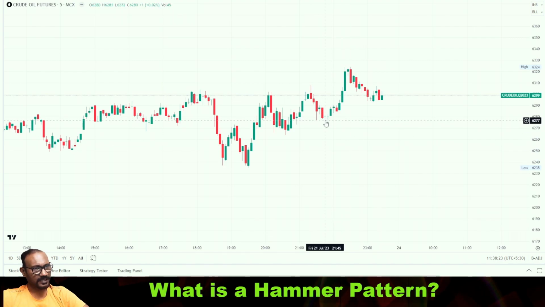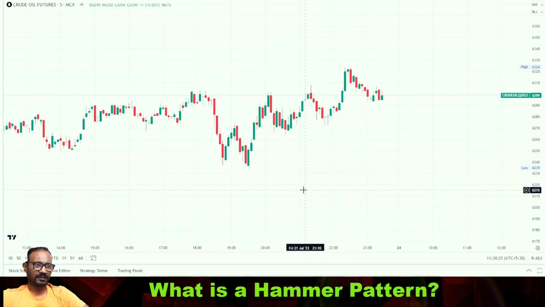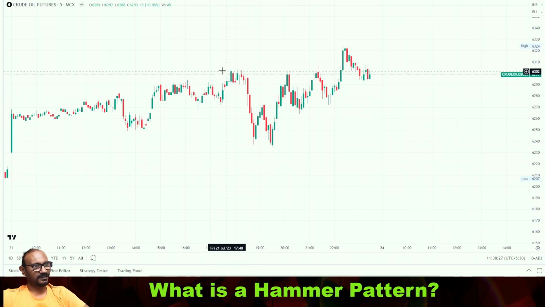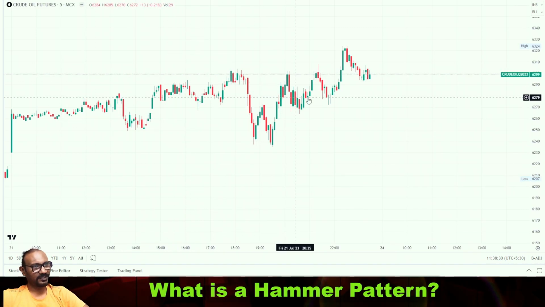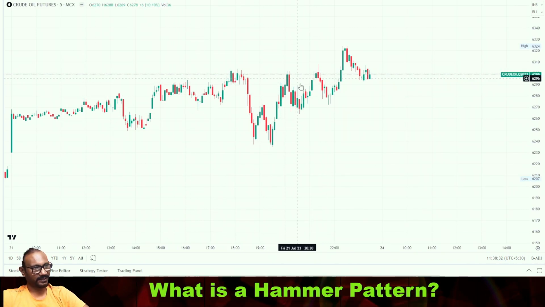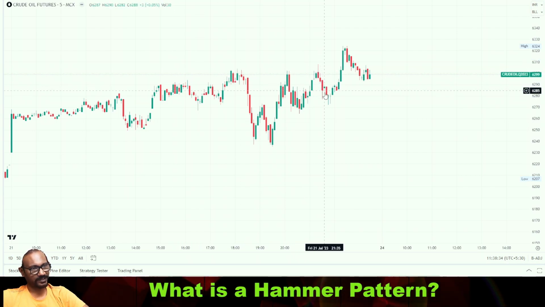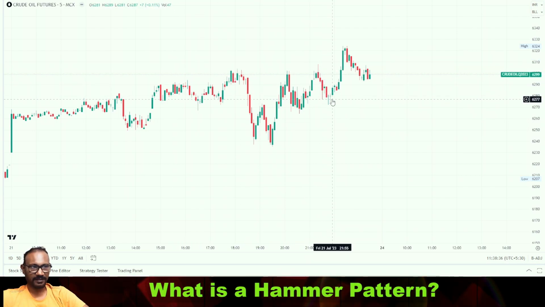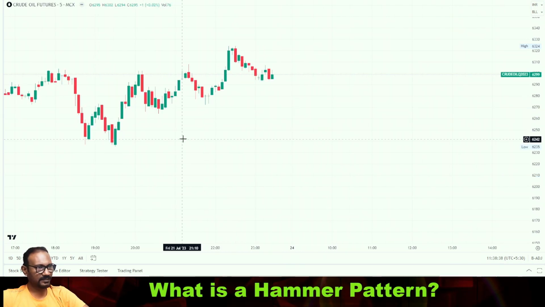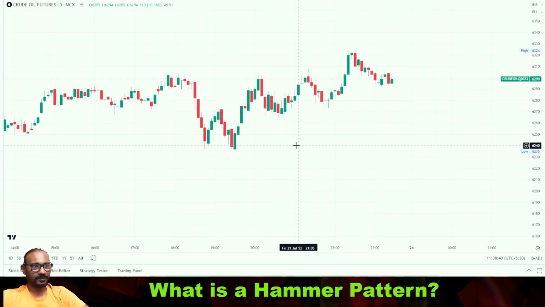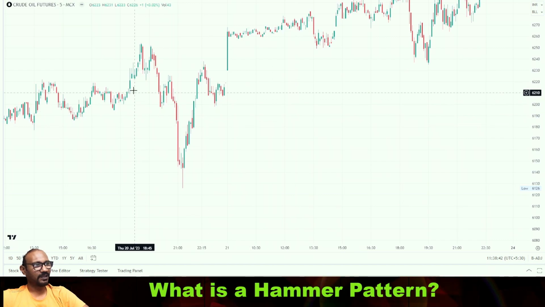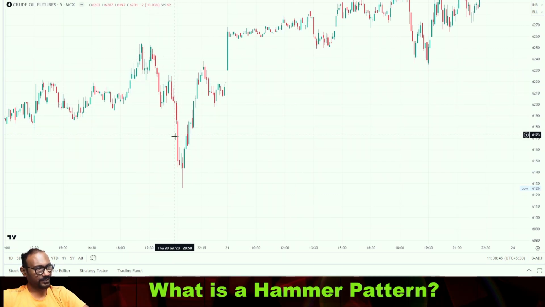Can I consider this as a hammer? Now, if you look at the previous candles, this is not a downtrend, right? This is not a downtrend. It is only in a consolidation zone in which it is coming down and forming a hammer. Now, this need not be considered as a hammer. It has to be a genuine fall like this, right? This is a genuine fall.